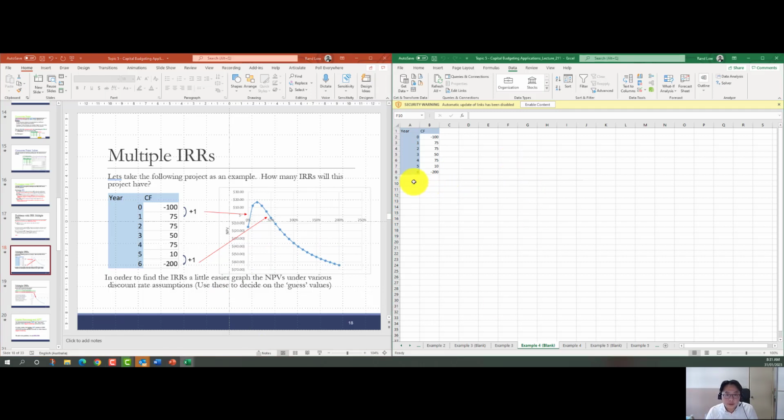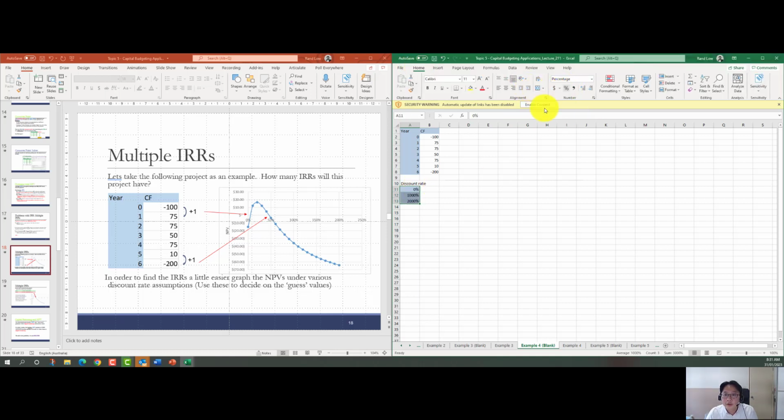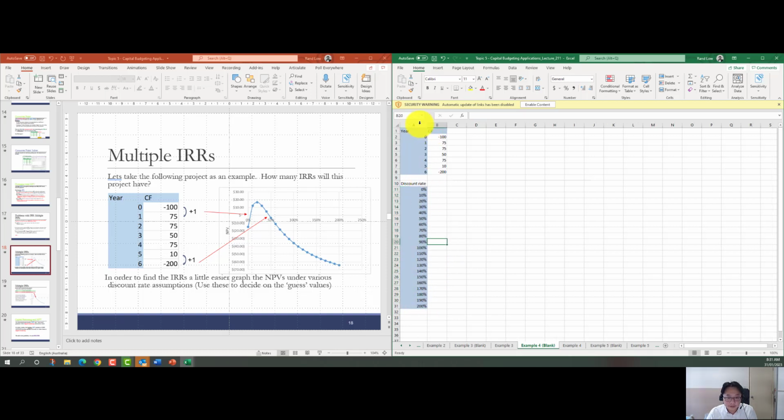So what we're quickly going to do is create a chart with all the NPVs at different discount rates, just like we did before. Okay, so we have 0, 10, 20. Wait, let's change all these into percentages. So 0, 10, 20, and let's bring it down to a whole bunch of values. Okay, so for all these discount rates, right?